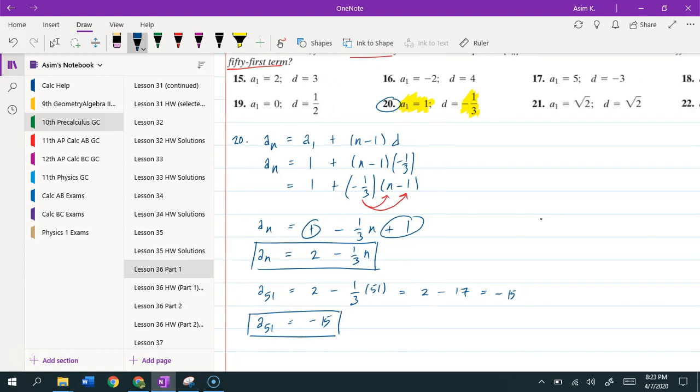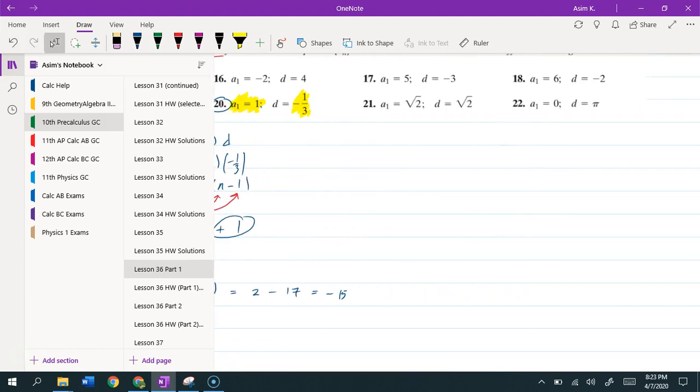All right, let's go to another question, number 22. Number 22 looks, again, like it's kind of difficult, but it's not. You have a sub n equals a sub 1 plus n minus 1 times d. What you're going to do is put in the first term, then plug in n minus 1, and then plug in pi.